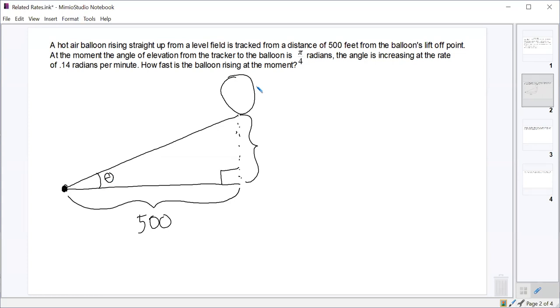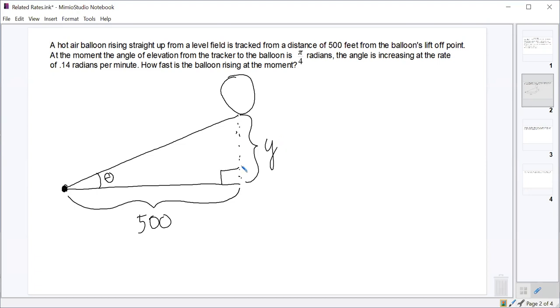And we'll deal with that later. Okay. We're also interested maybe in what this height is, because we're talking about how fast this height is changing. So we'll worry about that in a second also, but that y value is also changing.